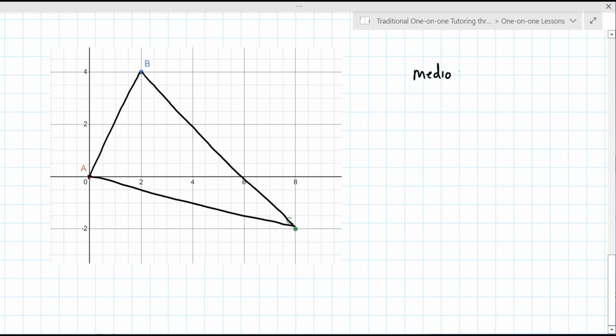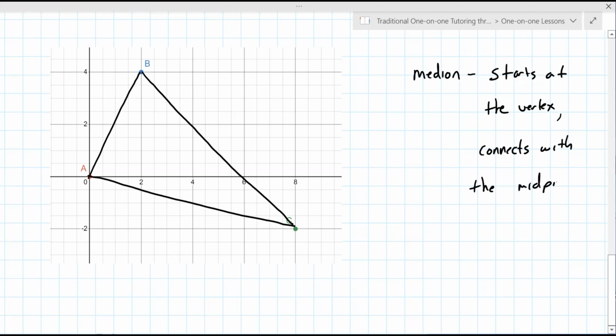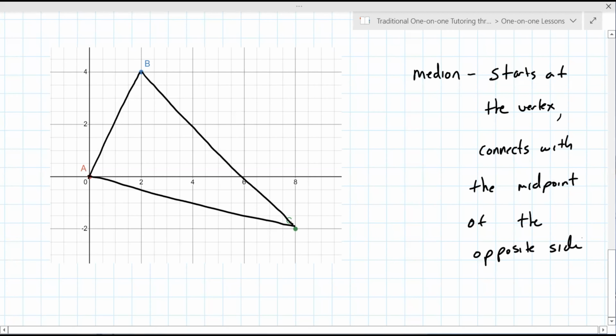So here is what we're going to next draw: a median. Okay, so a median does the following. It goes through a vertex. And actually we can even say, even better, that it starts at the vertex. Starts at the vertex. And then here's where it gets more interesting. It connects with the midpoint of the opposite side.